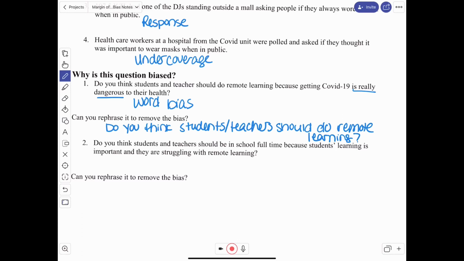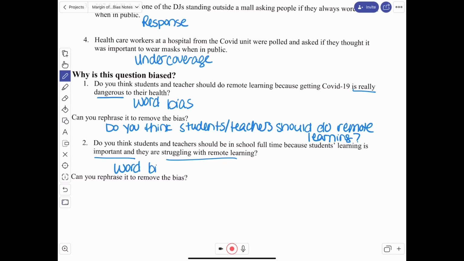Okay, and then kind of on the opposite end of that, do you think students and teachers should be in school full-time because students' learning is important and they are struggling with remote learning? So once again, should they be in school full-time because learning is important and they're struggling with remote learning? So we're trying to get them to answer that they should be in school full-time. We're trying to sway their answer. So this, again, is wording bias.